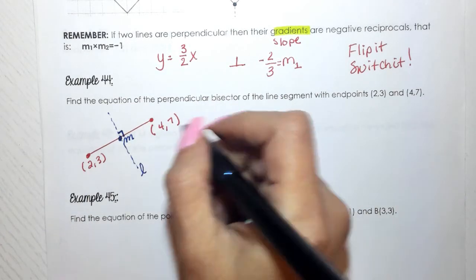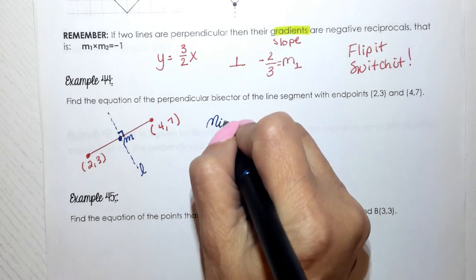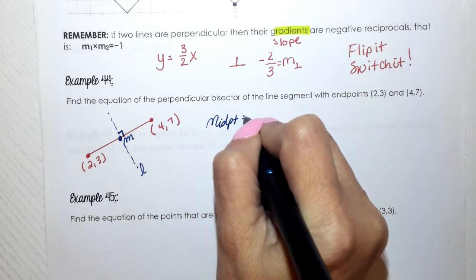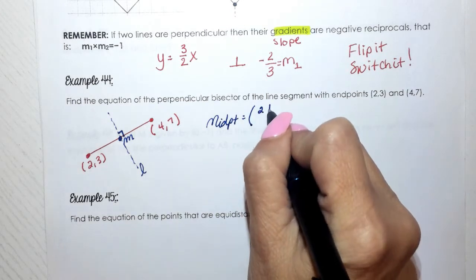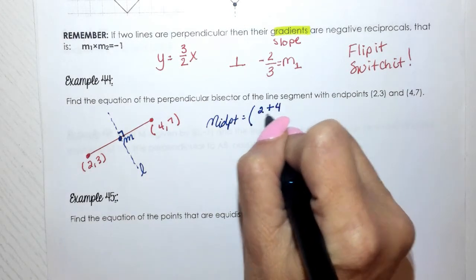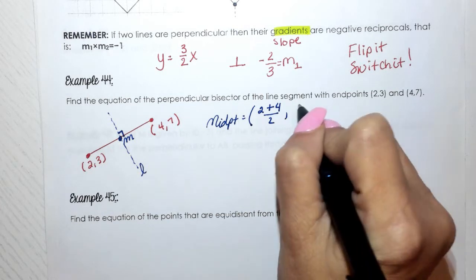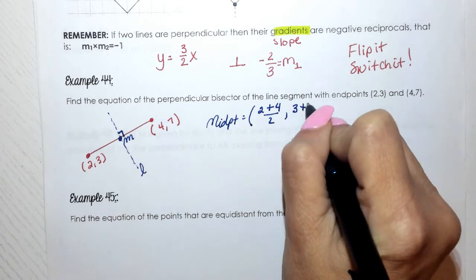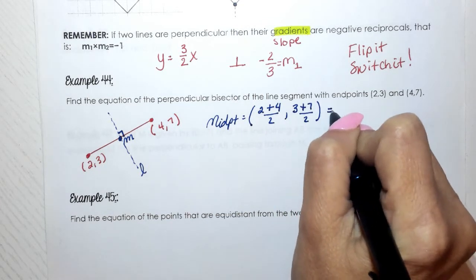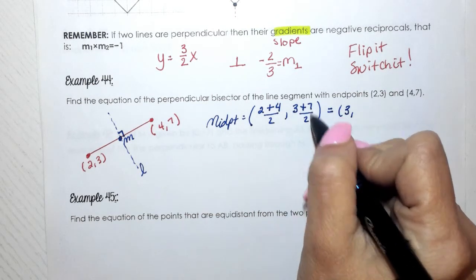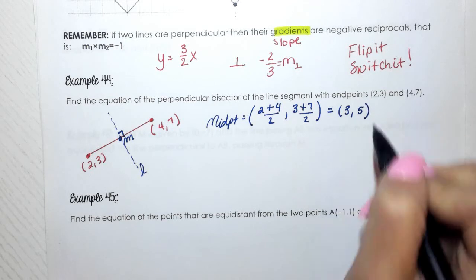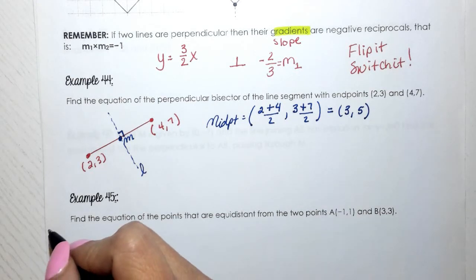So the first thing I need to know is that midpoint. So the first thing we're going to do is find the midpoint. You remember how to find the midpoint? We're going to take the x values, add them up. So 2 plus 4 over 2, comma, and then 3 plus 7 over 2. So the midpoint is 6 over 2, which is 3, and 10 over 2, which is 5. So 3, 5 is the midpoint.